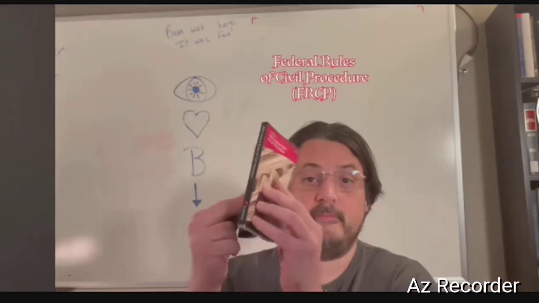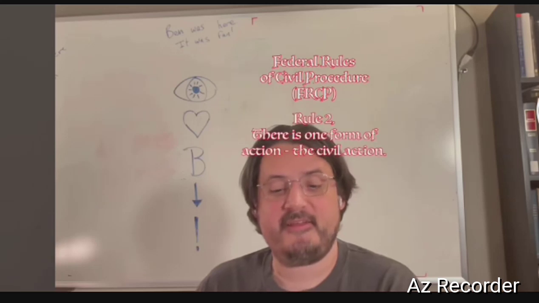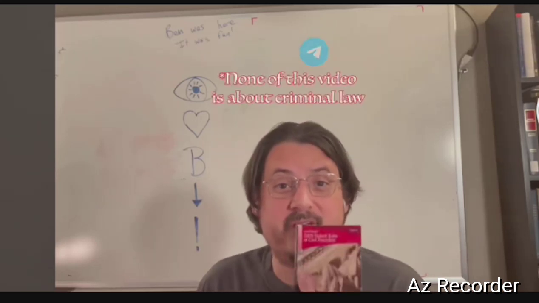Let's find out. These are the Federal Rules of Civil Procedure. And the second rule in here says there is one form of action, the civil action. Which makes sense, because these are the rules of civil procedure. If you're filing in civil court, of course you're filing a civil action.